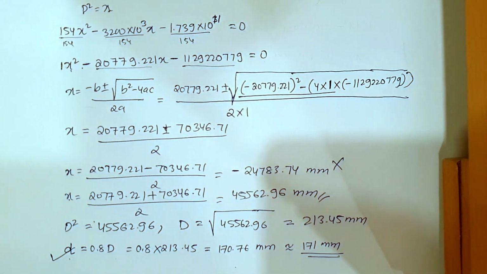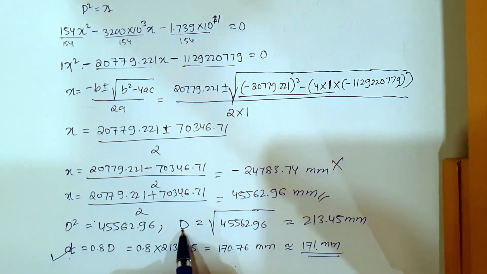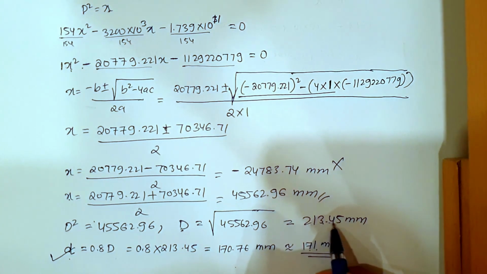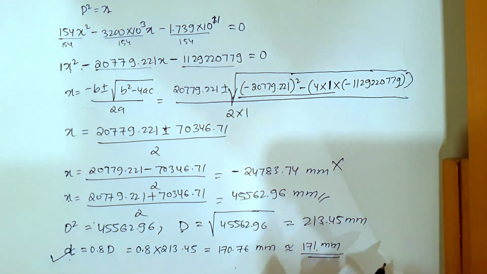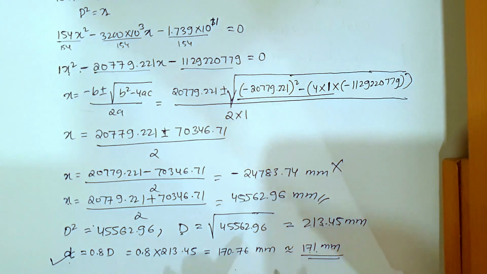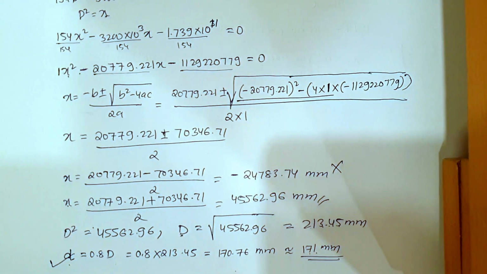Okay, so I hope this numerical is clear. Internal diameter is 171 mm, external diameter D is 213.45 mm. So this is the last numerical for this unit, and I hope it is clear, and with this the whole syllabus for this subject is also over.